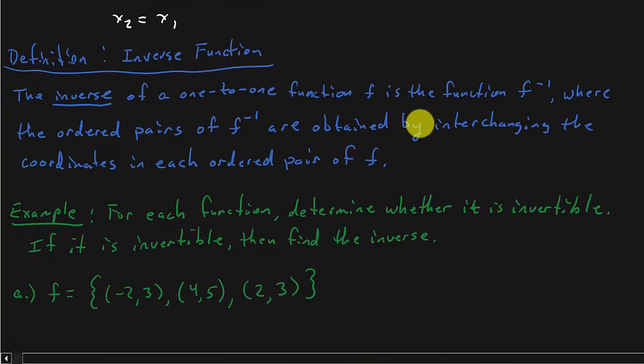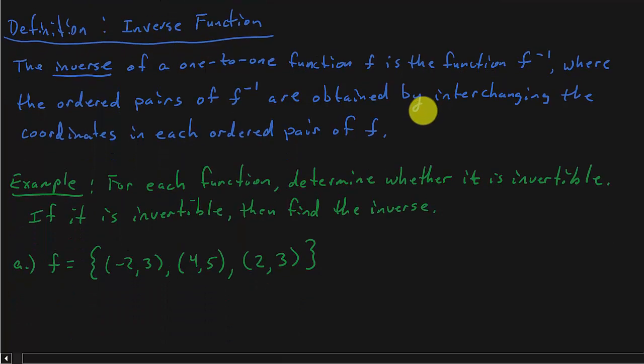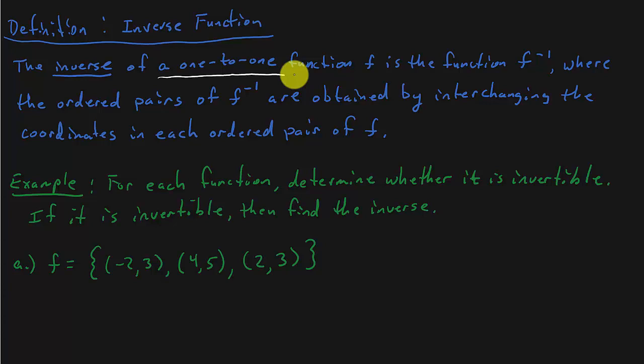All right, so now we've got the definition of an inverse function. It says the inverse of a one-to-one function f is the function f inverse, and this is the notation we use for it, where the ordered pairs of f inverse are obtained by interchanging the coordinates in each ordered pair of f. All right. So notice what it says here, the inverse of a one-to-one function. So in order to find the inverse, the function has to be one-to-one. If it's not a one-to-one function, then it does not have an inverse.